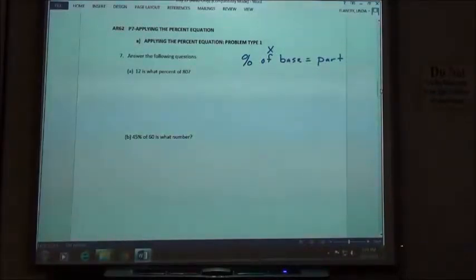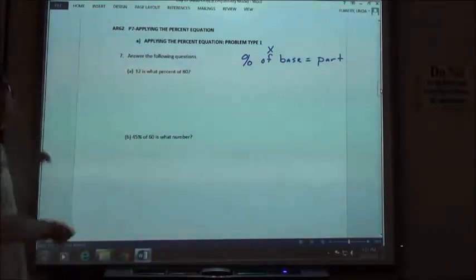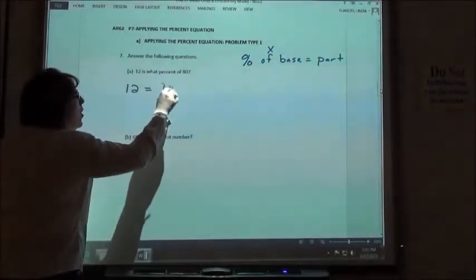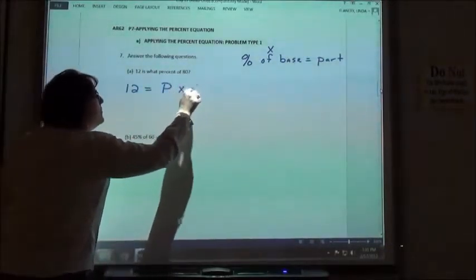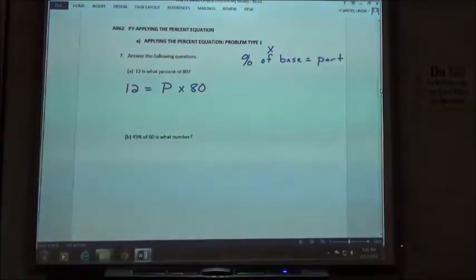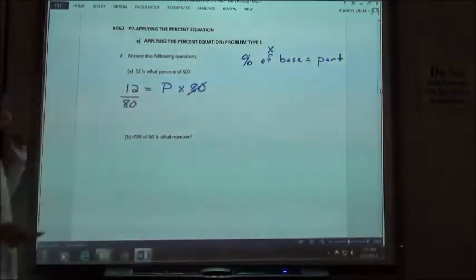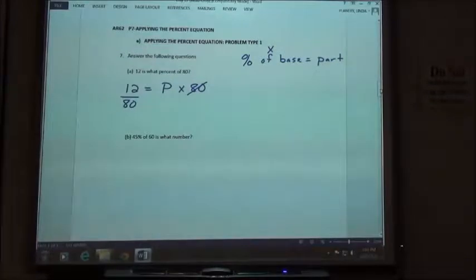That's your times symbol. If I'm going to translate this into an equation, I'm saying 12 is what percent, we don't know, of times 80. Now if I want to solve that for p, what do I have to do? 12 divided by 80. I have to divide by 80, exactly. Now when you do that, you're going to get a decimal because we're looking for a percentage, which comes out as a decimal. We have to change it to a percent.